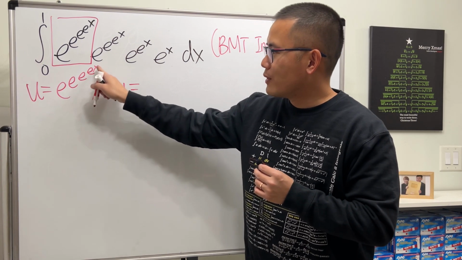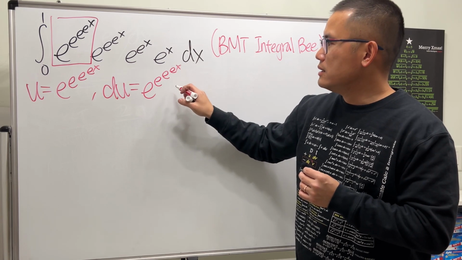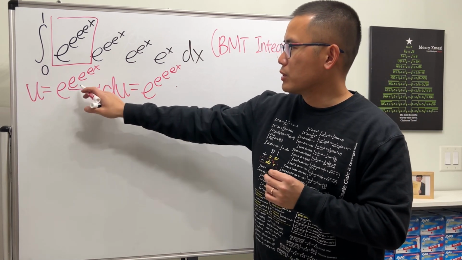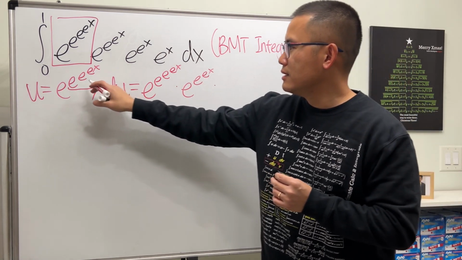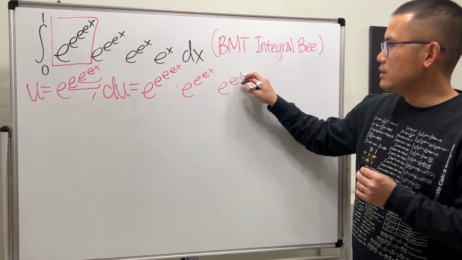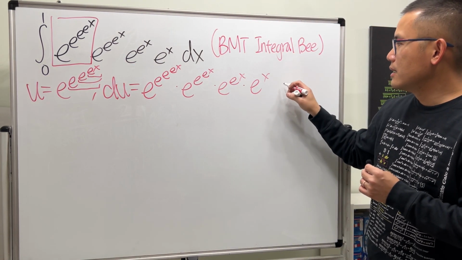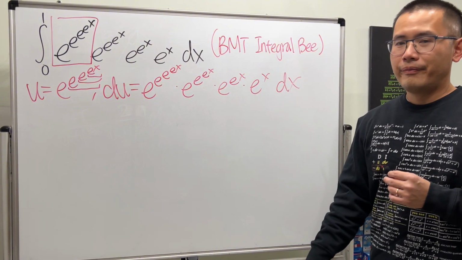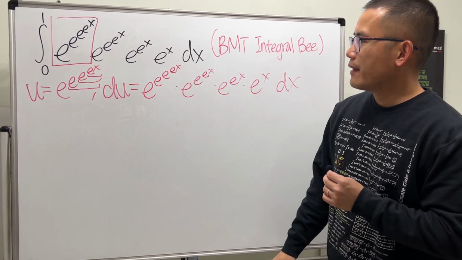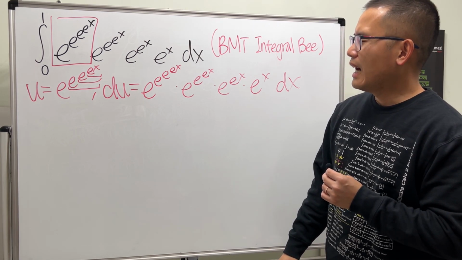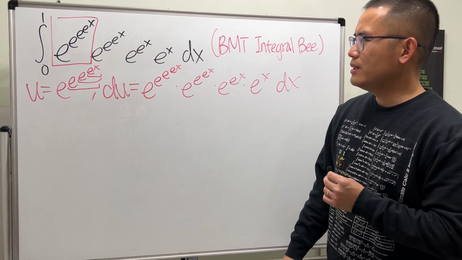Whenever you have e to the whatever, you keep that first, right? So you get e to the e to the e to the e to the x. Next, you use the chain rule, so multiply by this derivative, which again, e to the e to the e to the x, and then do it again. E to the e to the x, and then do it one more time. The derivative of e to the x is just e to the x, and then dx. Have a look. All this, it's exactly that. I don't even need to have the u anymore.